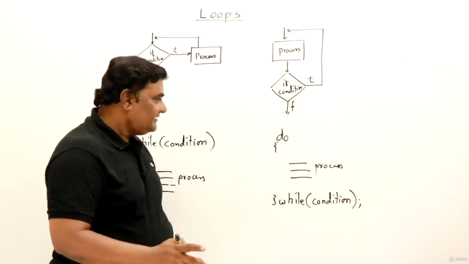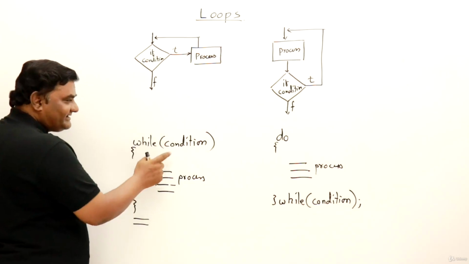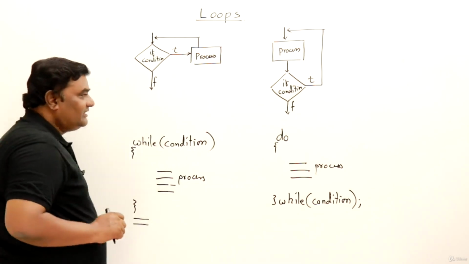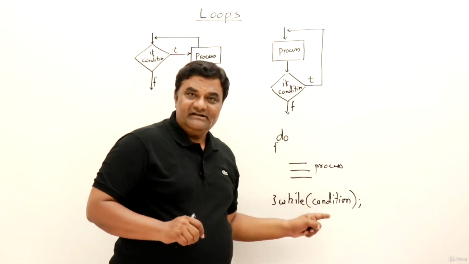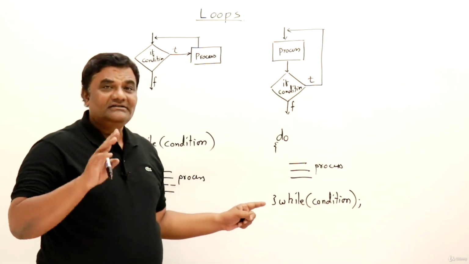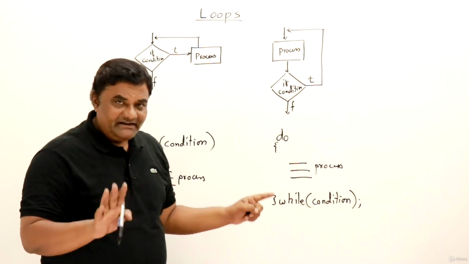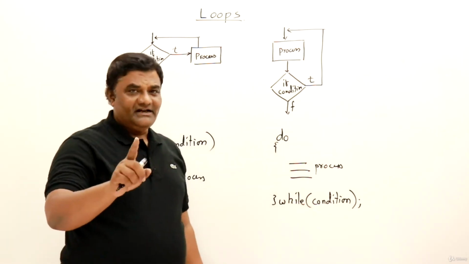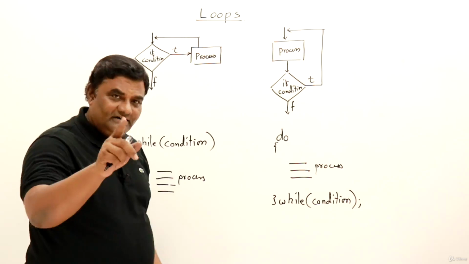Now if I compare them, this is a pre-tested or pre-checked loop. First it will check the condition, then it will execute. And this is post-tested. First it will execute the block, then it will check the condition. So it means that this loop will execute the block a minimum of one time. Definitely it will execute. Let us see.